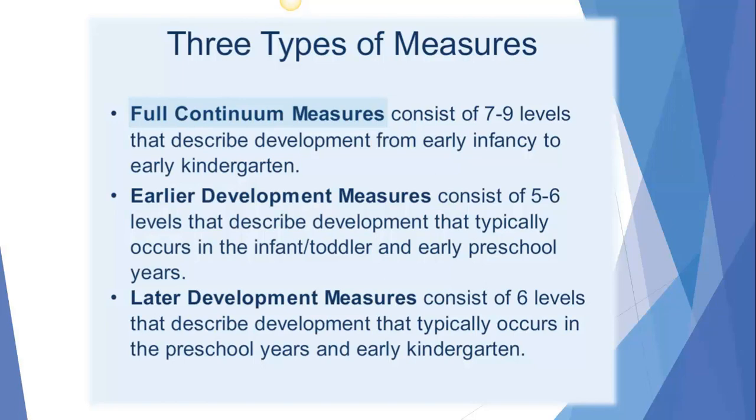Okay? Earlier development measures consist of 5 to 6 levels that describe development that typically occurs in the infant, toddler, and early preschool years. So these are measures that you're going to see almost exclusively in the infant toddler view. Some of them you'll see in the earlier developing preschool view, but the earlier developmental measures are most consistently only in the infant toddler. But they're still included in the preschool. You're just not able to rate them because they keep that consistent.